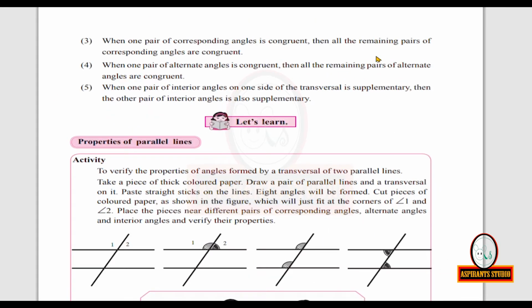When one pair of corresponding angles is congruent, then all the remaining pairs of corresponding angles are congruent. We have four pairs of corresponding angles. When one pair of alternate angles is congruent, then all the remaining pairs of alternate angles are also congruent. When one pair of interior angles on one side of the transversal is supplementary, then the other pair of interior angles is also supplementary.